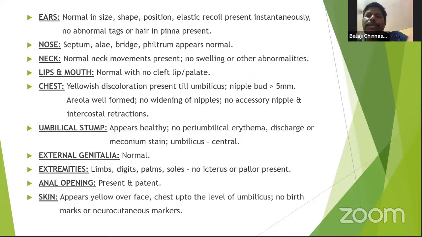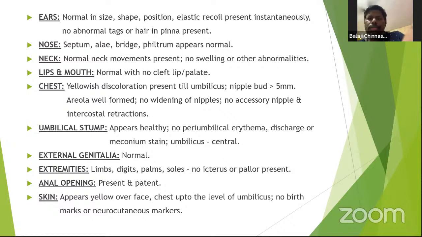Okay. So, ma'am, anything you want to add? Normal findings. Fine, sir. Apart from that, whether the umbilical cord has fallen or not. You have mentioned it appears healthy, but whether it has fallen or not has to be mentioned. Okay, ma'am. That is all, sir.